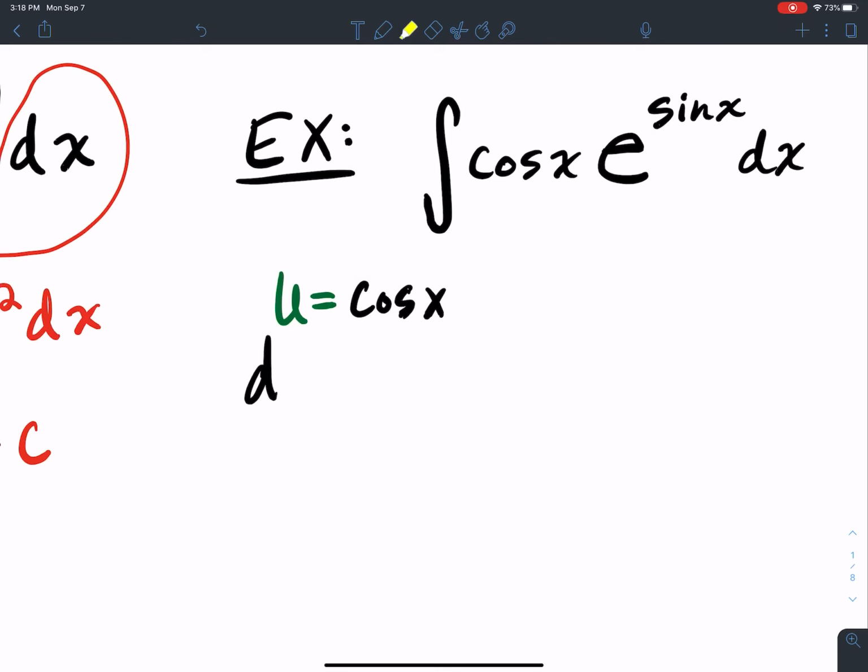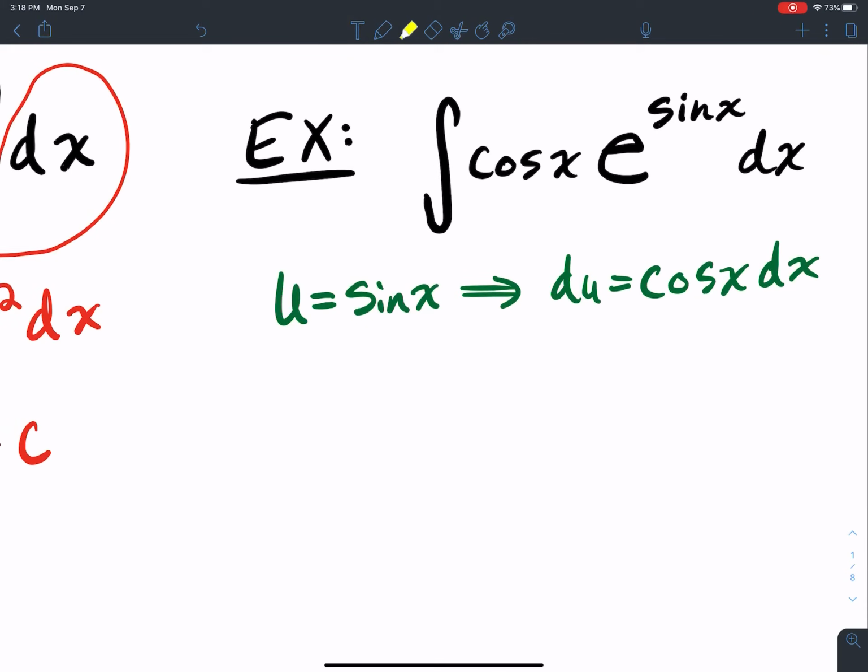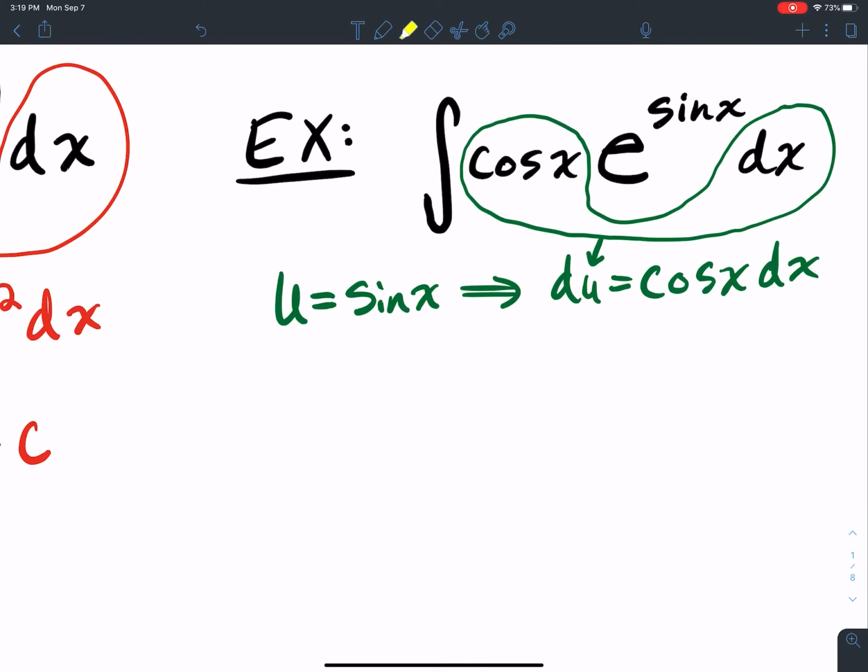If I choose u equal to sine x, then du is equal to cosine x dx. That's the differential. All right, and what do I know? This cosine x dx can be replaced with du, okay? And then my e to the sine x can become e to the u. So I have e raised to the sine x is equal to u. So I'm going to put u there. And then my du replaces the cosine x dx from the differential I calculated here.